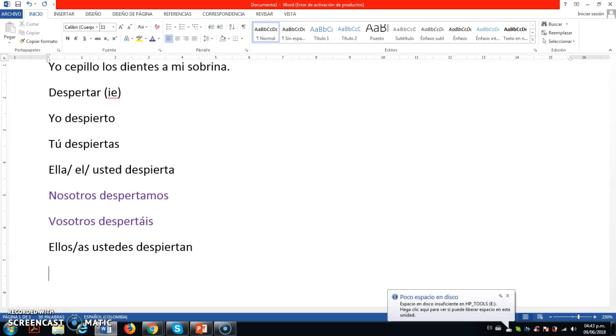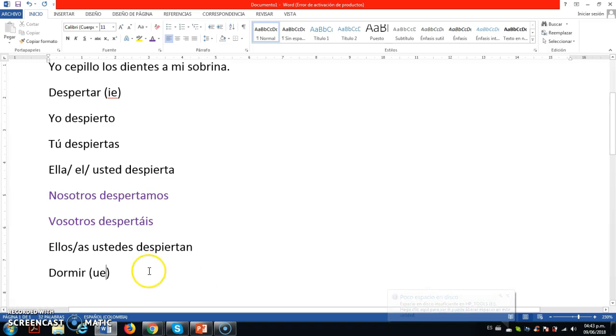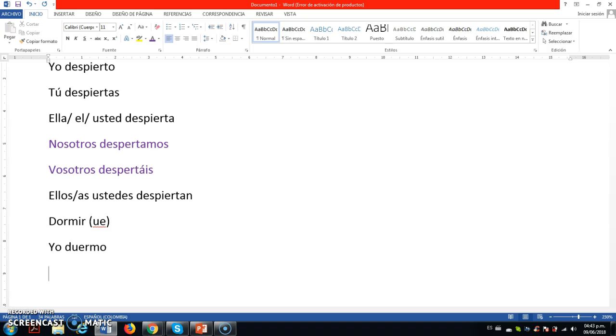The same with the verb dormir. You check, you will have two vowels, U, E, that means that you have to replace the O with these two vowels. So if you follow the rules to conjugate the verbs in the regular way, you will take out ar and you will add O again. So it will be yo dormo, but you know that you have to change the O. You will use U, E, and it will be yo duermo.